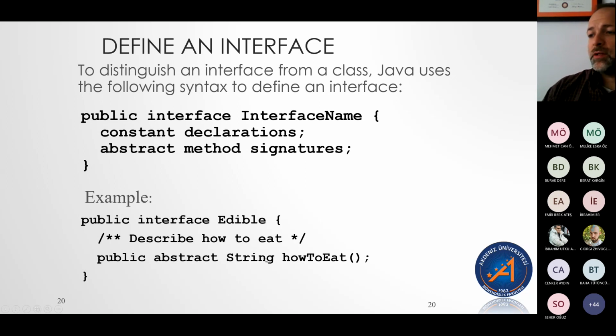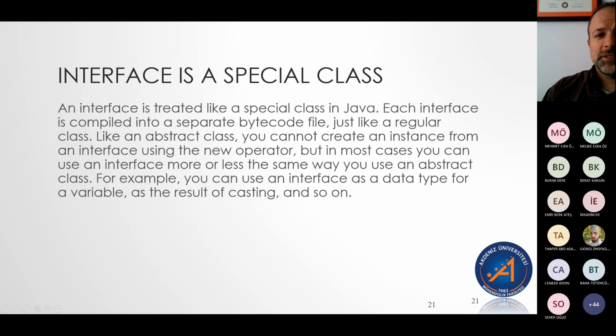Okay. Now notice that again, this is an abstract method. All methods in an interface are abstract. If we try to put a non-abstract, a concrete method into an interface, we will get a compiler error. So for all of our edible things, there must be a way to eat it, right? Okay. So an interface is like a special class, all right?